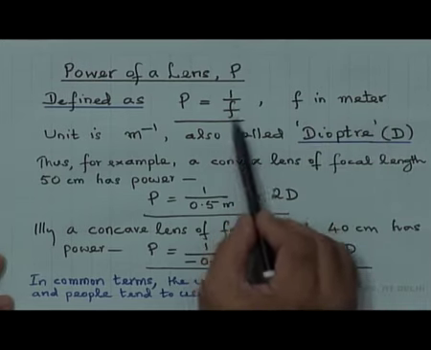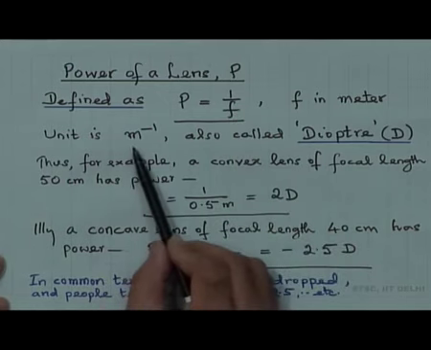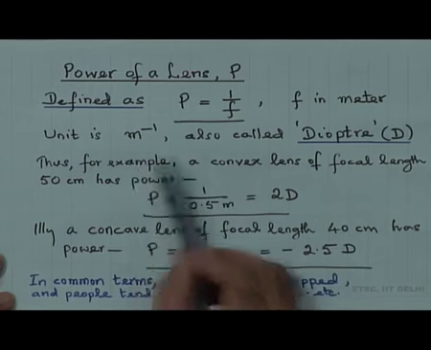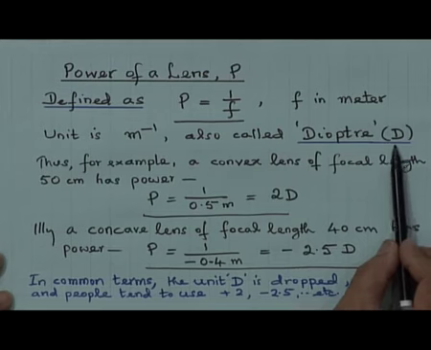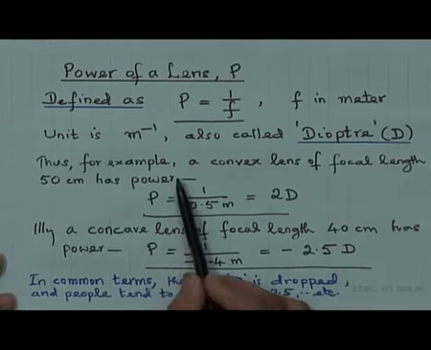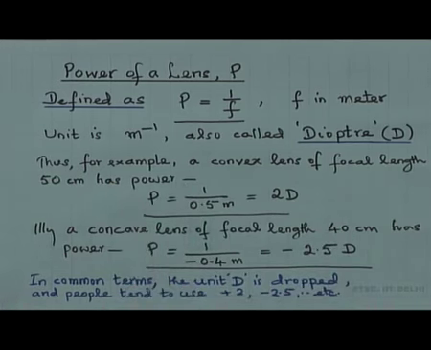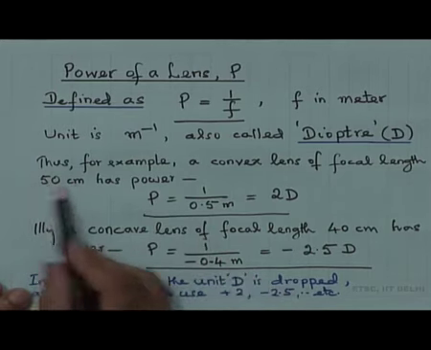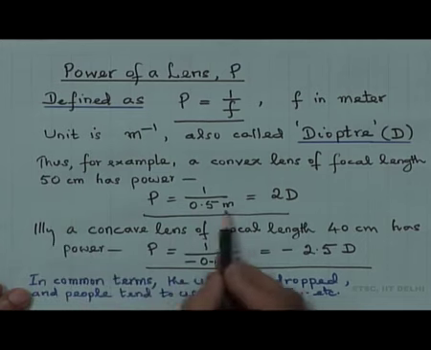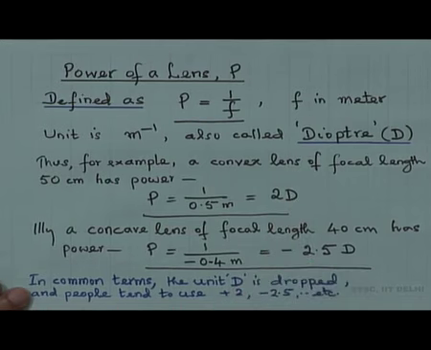It is very important to recognize that the focal length has to be substituted in meters. So the unit is meter inverse, which is also called diopter and denoted by the symbol capital D. Thus, for example, a convex lens of focal length 50 centimeter has power P is equal to 1 divided by 0.5 meters, 50 centimeter, which is 0.5 meters, and which is equal to 2 diopters, 2D, D standing for diopter.